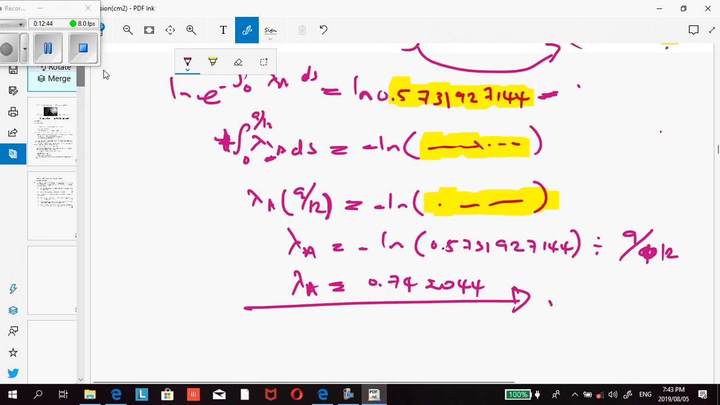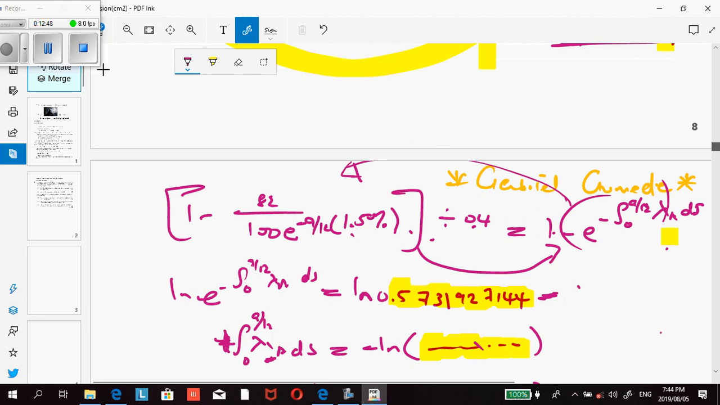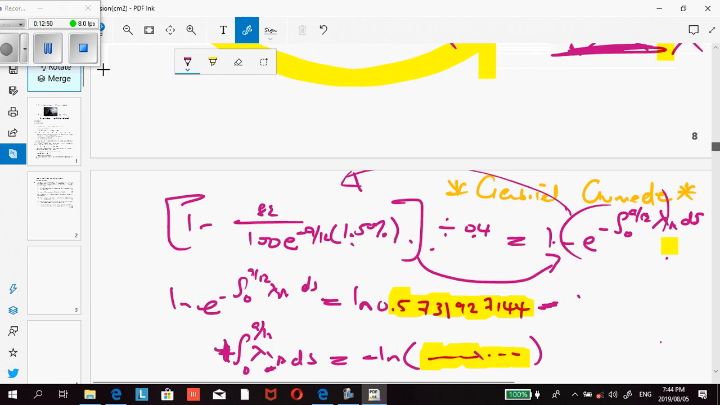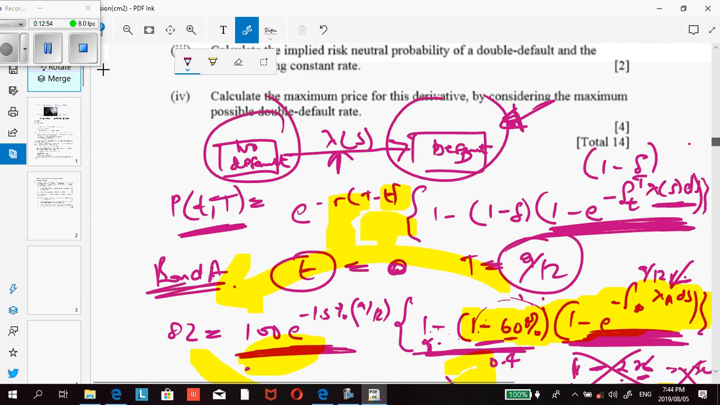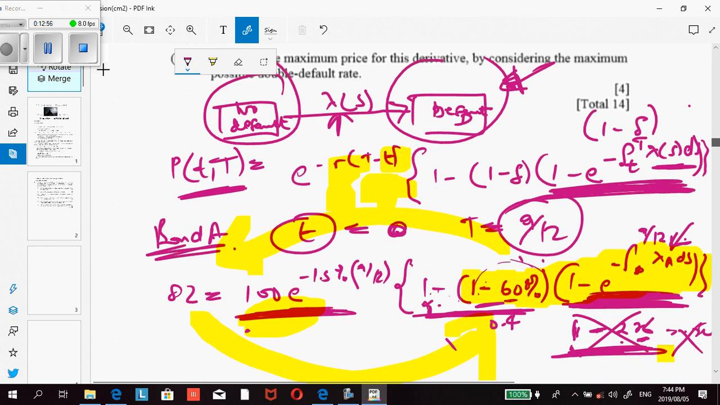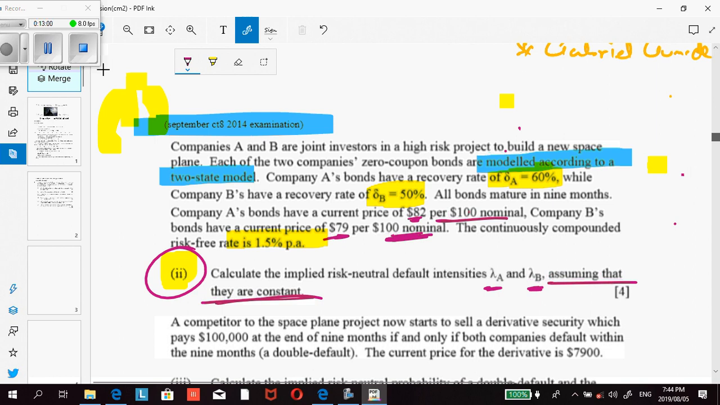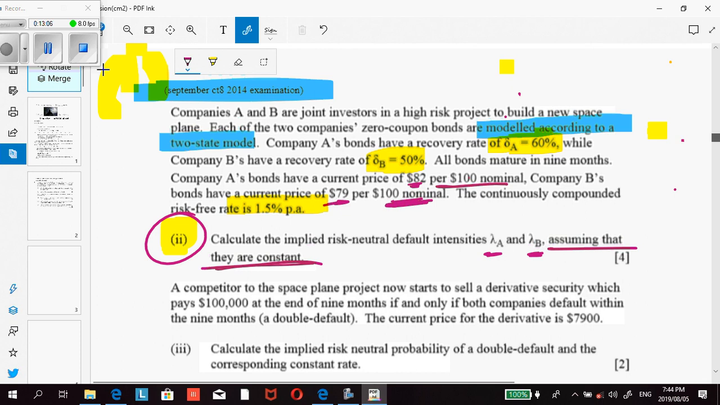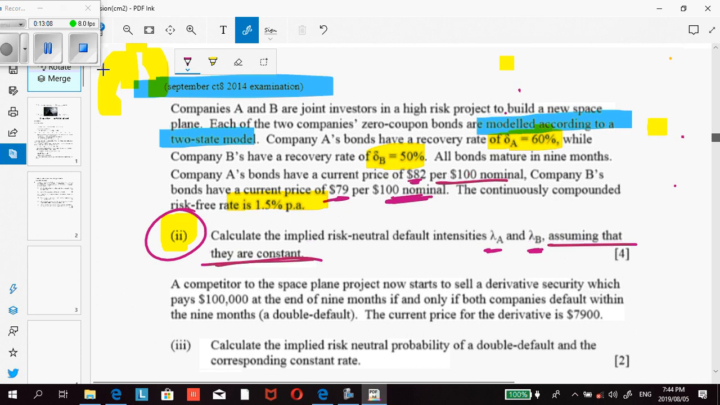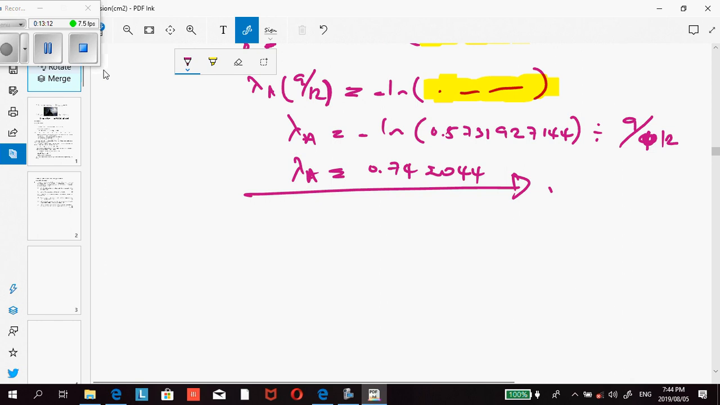Okay, now I'm going to do a similar thing for lambda b. Now I won't waste any time. It is the same procedure, but now your price for bond B, which you are given to be 79. Your redemption value will be 100. Your delta now will be 50, and you're going to do the same procedure.